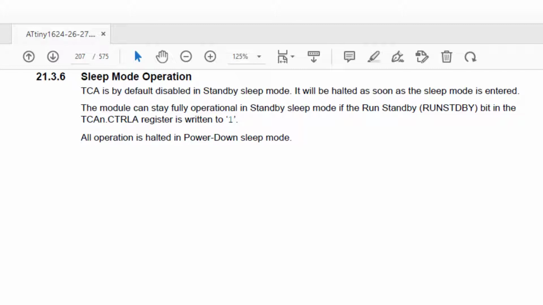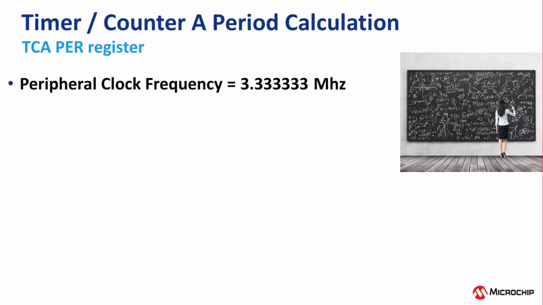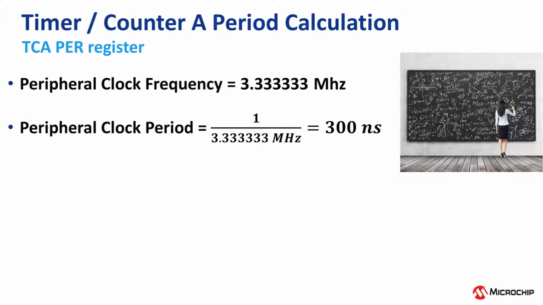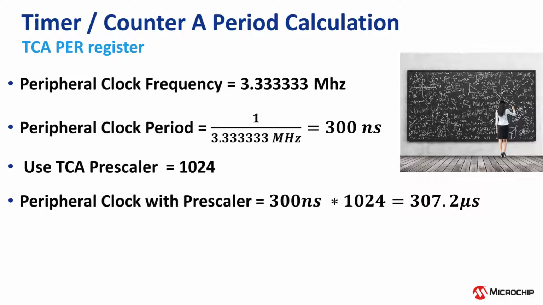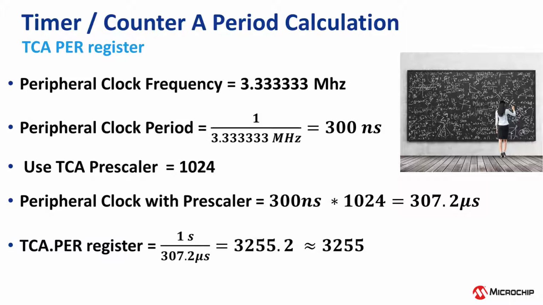Since this time we won't be counting the number of times a 1 millisecond interrupt has occurred, we need to figure out how we will make the onboard LED toggle every 1 second. Since we know the peripheral clock is 3.333333 MHz, then the period is the inverse of that, which, as we found in a previous video, was 300 nanoseconds. I am going to use a prescaler to slow down TCA a bit. I've decided to use the maximum prescaler of 1024. So then, 300 nanoseconds multiplied by 1024 equals 307.2 microseconds. Now we just need to figure out how many times 307.2 microseconds goes into 1 second.